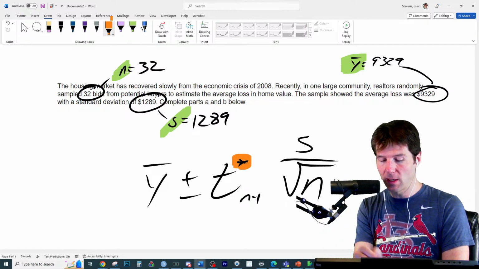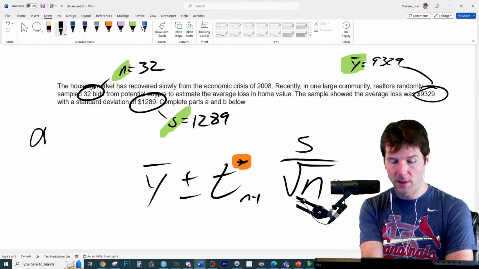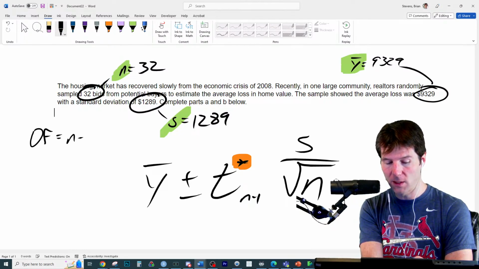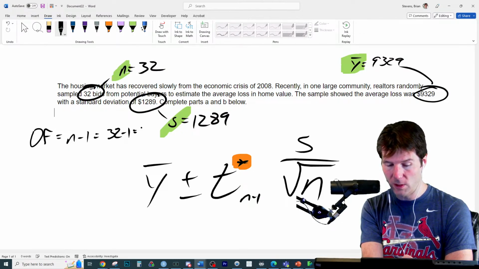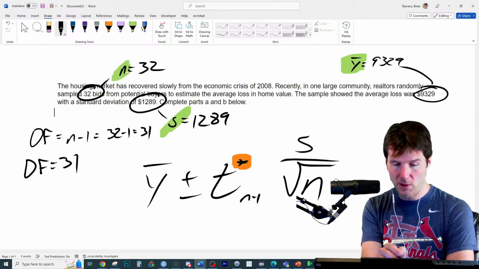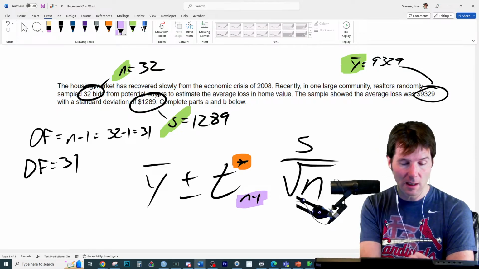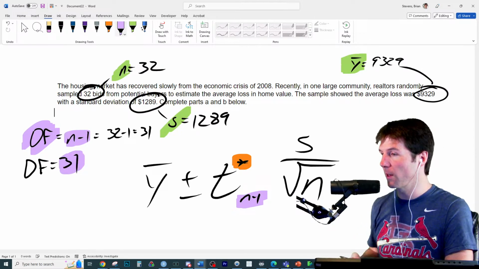We don't know what percent confidence they want for this. We can know the degrees of freedom. Degrees of freedom, that's DF right there, is N minus 1 for a 1 sample T, which is 32 minus 1, which is 31 degrees of freedom. Degrees of freedom equals 31, and degrees of freedom is this quantity right here, hence it is N minus 1. So there are 31 degrees of freedom.